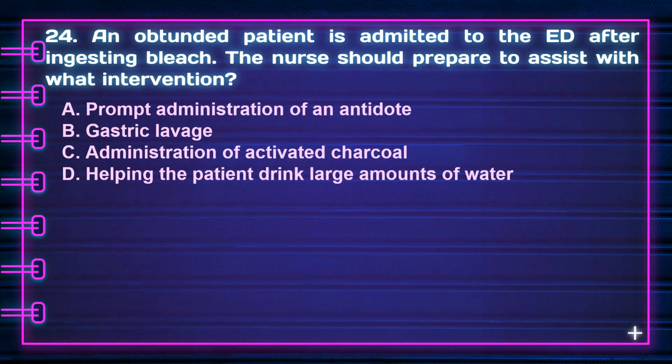If the patient ingested a corrosive poison such as bleach, our goal here is to give water or milk to drink for dilution. As I mentioned earlier, gastric lavage is used if it is within an hour or less, and it is also not used to treat ingestion of corrosives. Activated charcoal is ineffective in this clinical setting. So the answer for number 24 is letter D.